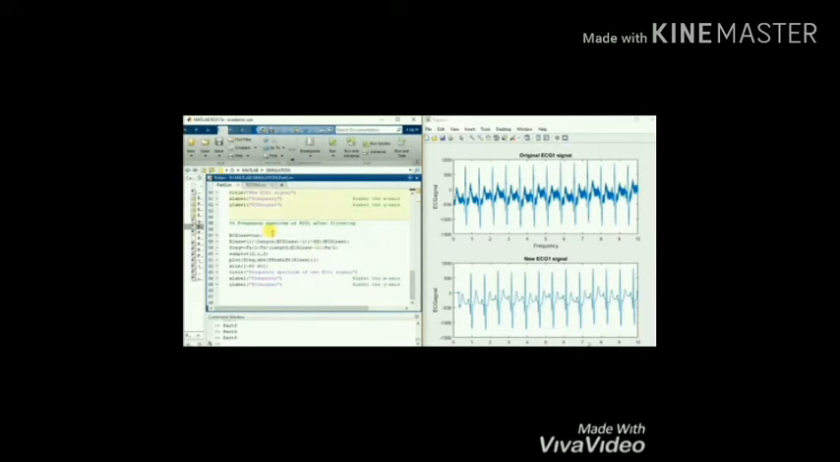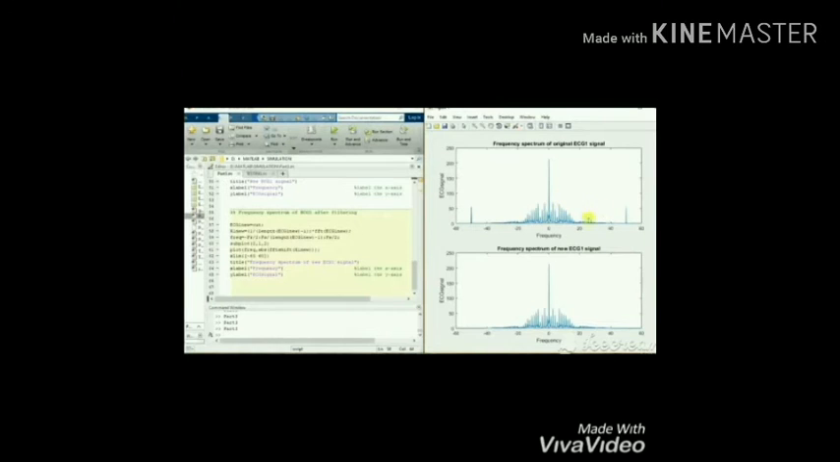And for the frequency spectrum of the ECG1 signal after filtering, this is the code for it. So this is the frequency spectrum obtained, the frequency spectrum of the original ECG1 signal, and after filtering out all the frequencies above 40 Hz, we have obtained the new ECG1 signal, as you can see, without the noise.